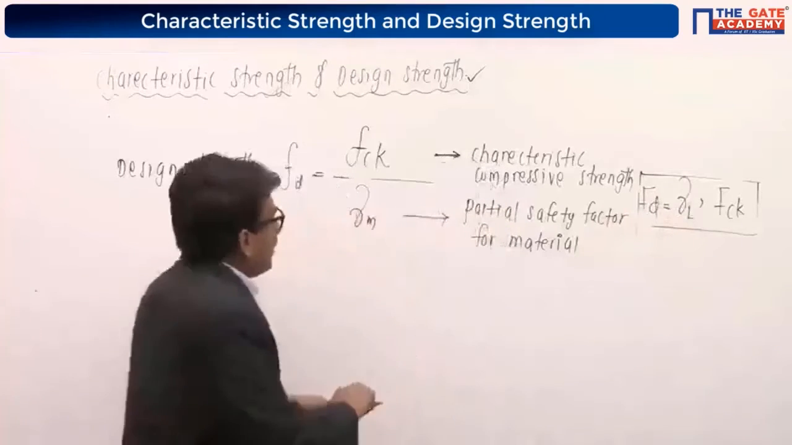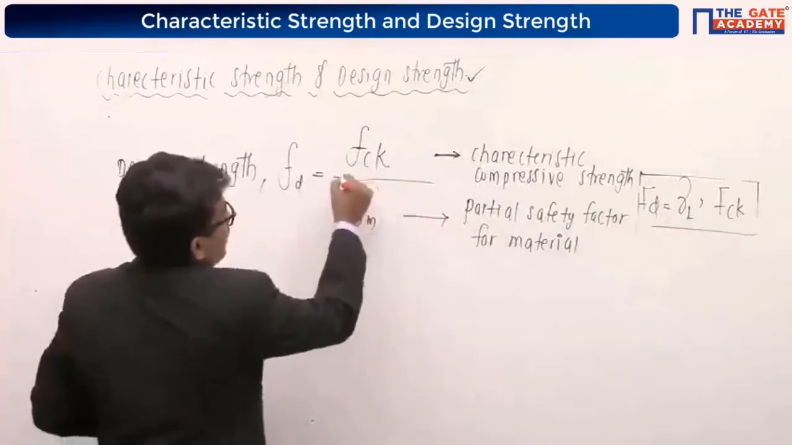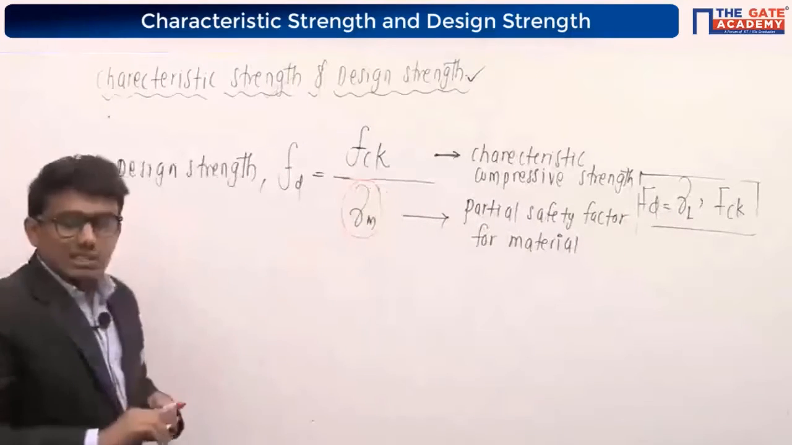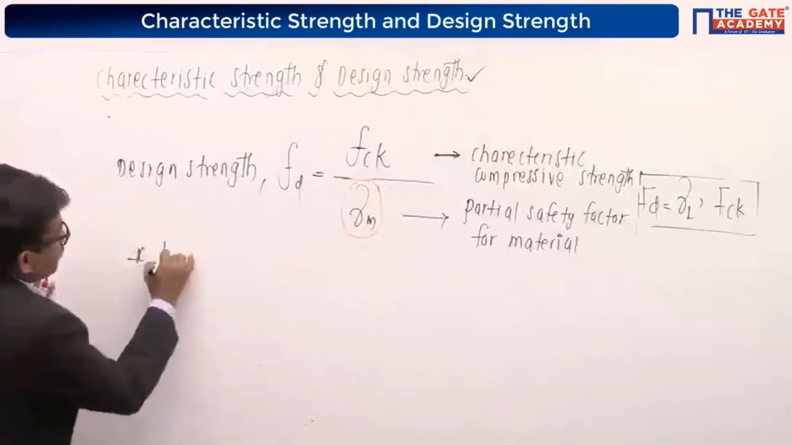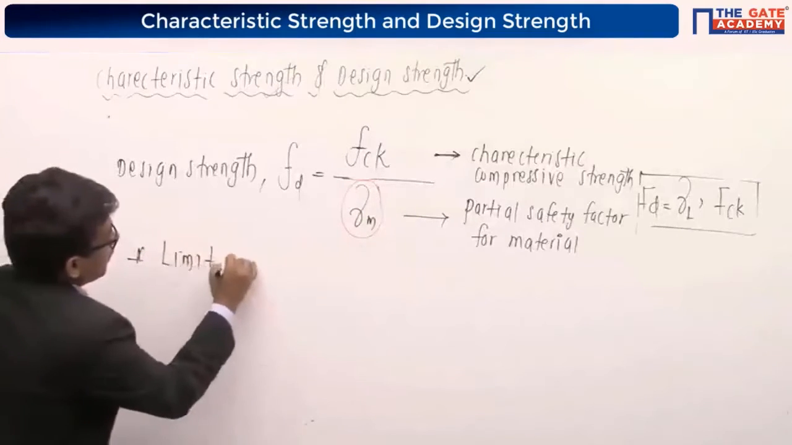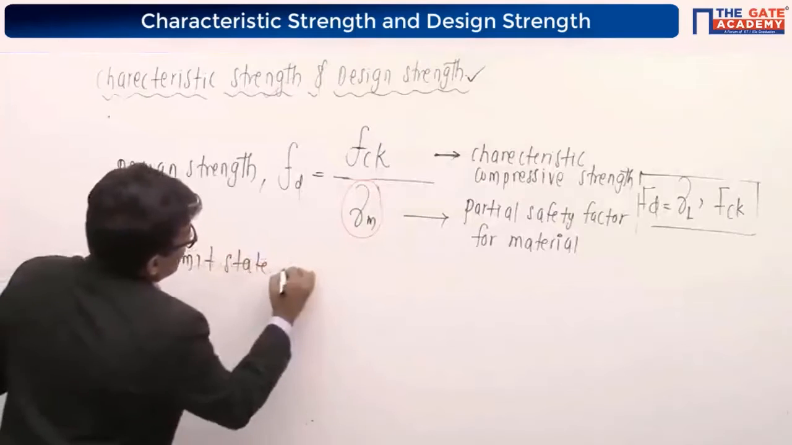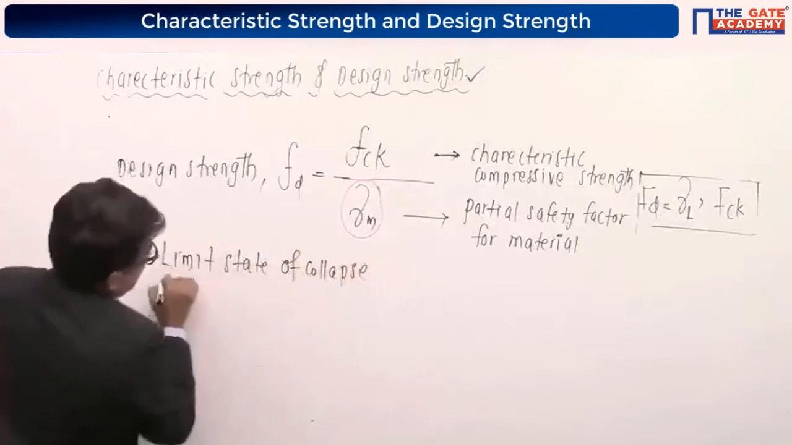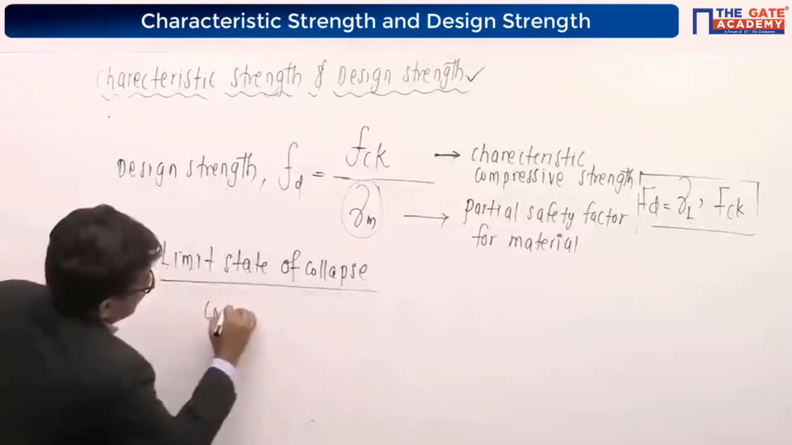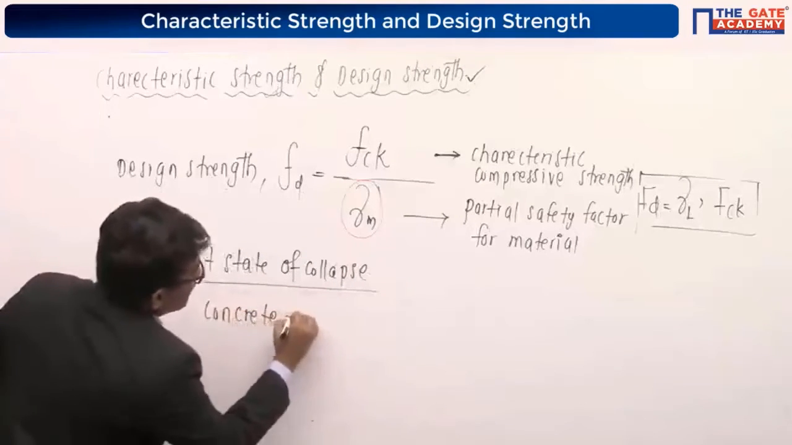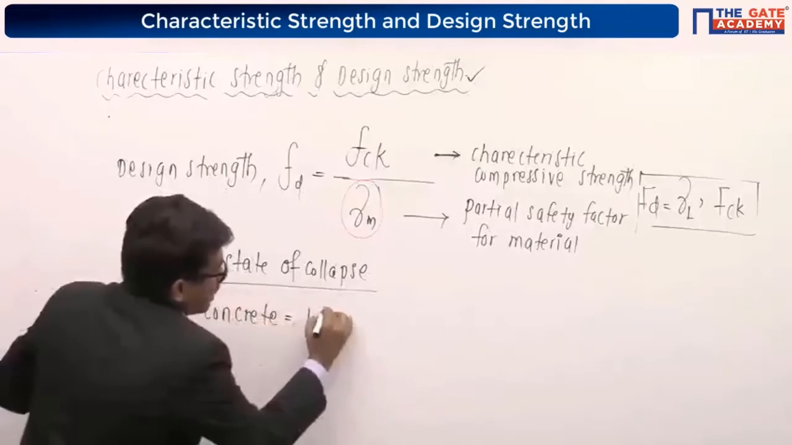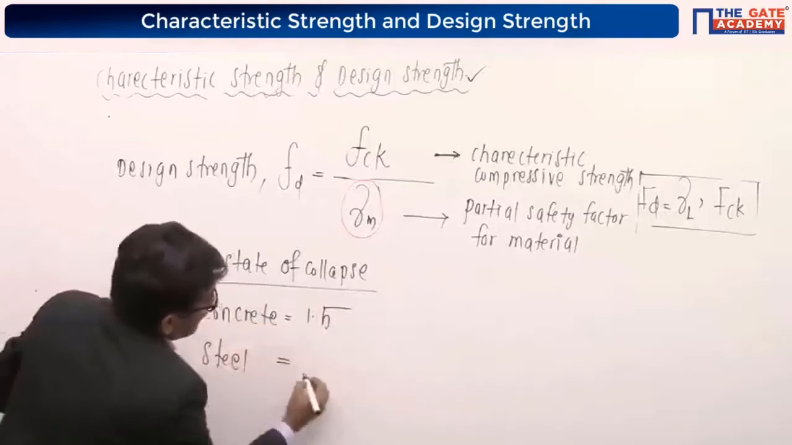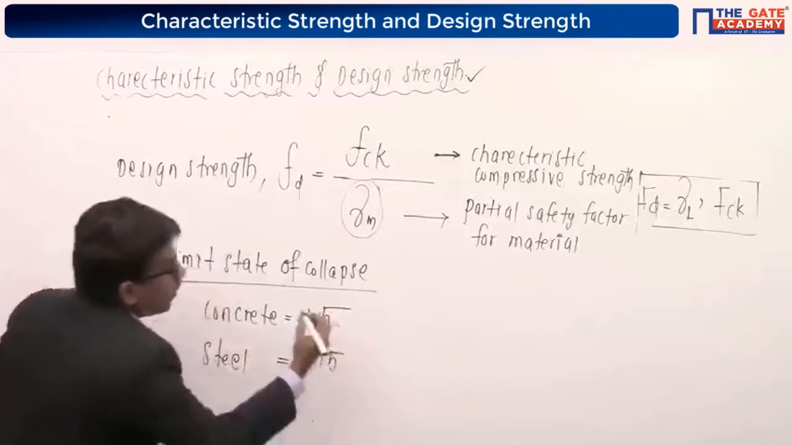Similarly, to consider the partial safety factor for material, our IS code has given us some values. Considering the limit state of collapse, the partial safety factor for concrete in the design we have to consider as 1.5, and for steel, we have to consider a partial safety factor of 1.15.